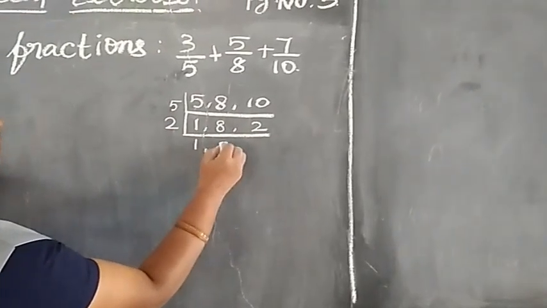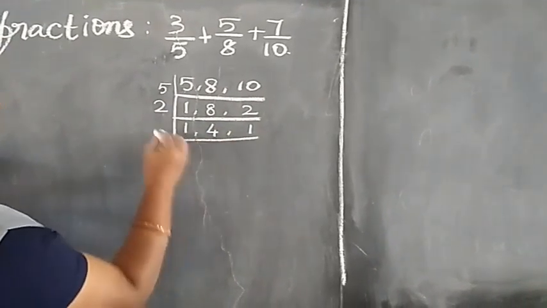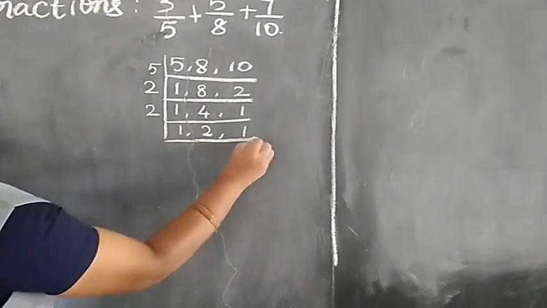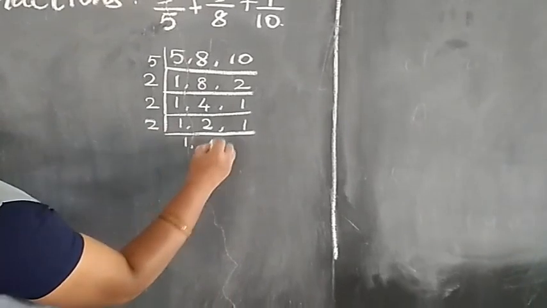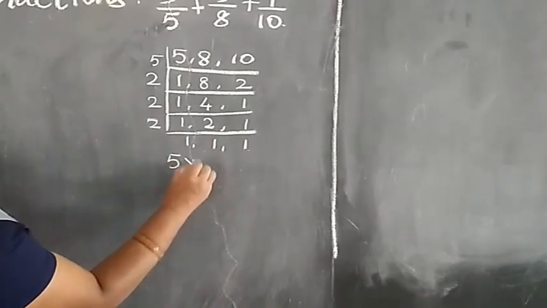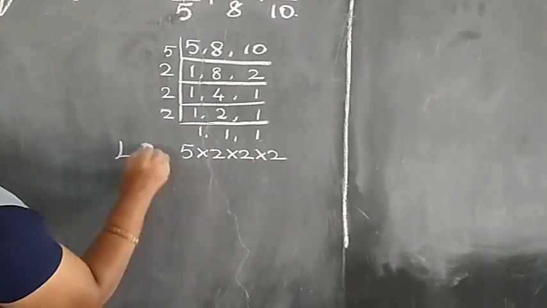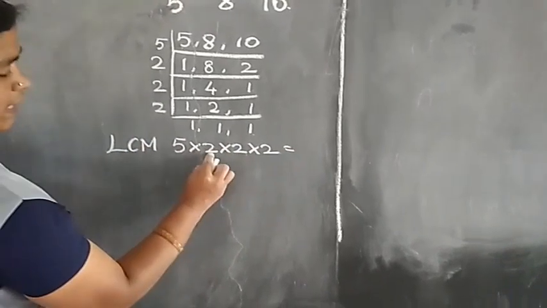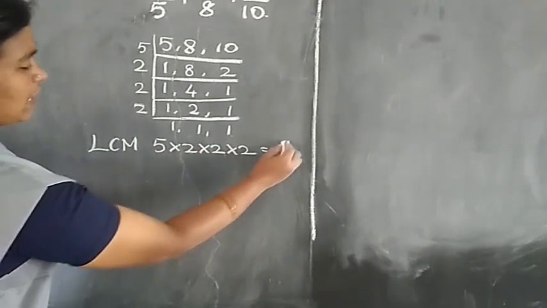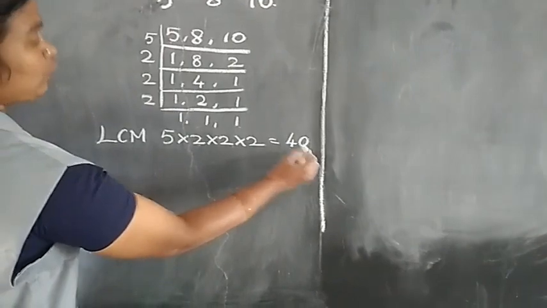1. How many 2s are 8? 4 2s are 8. 1 2 is 2. Again I divide by 2. 1 1 2 is 2, 1. So the LCM is 5 into 2 into 2 into 2. 5 2s are 10. 10 2s are 20. 20 2s are 40. So you must change the denominator into 40.